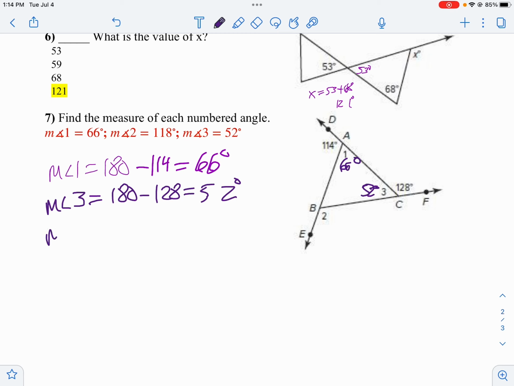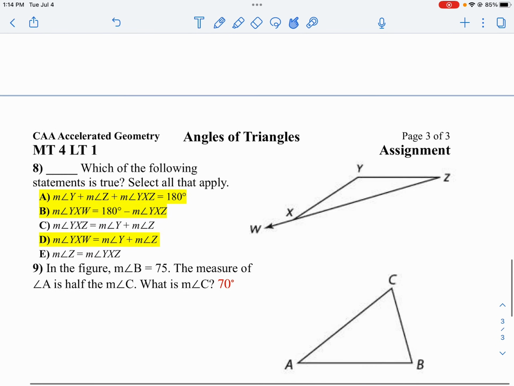So the measure of angle 2 is an exterior angle. I'll get that by adding my 2 remote interior angles. In other words, I'm going to take 66 plus 52. And 6 plus 2 is 8, and 6 plus 5 is 11. So you get 118 degrees for the measure of angle 2, which is what I typed in for you there.